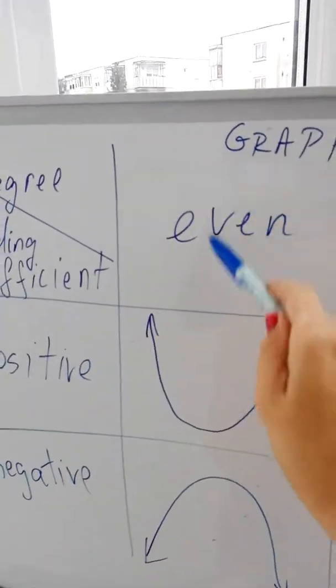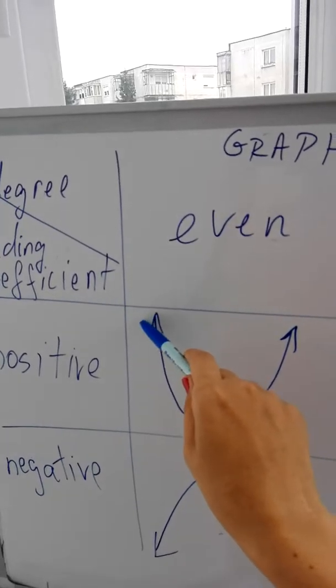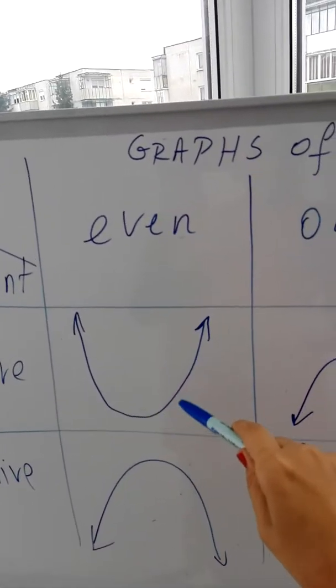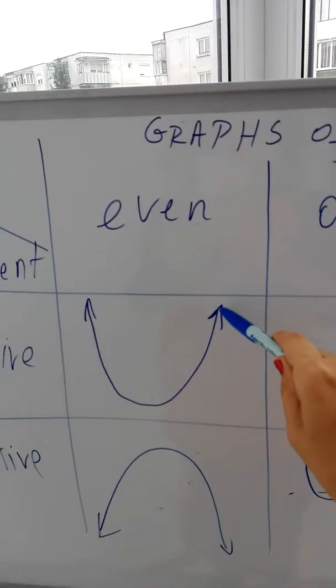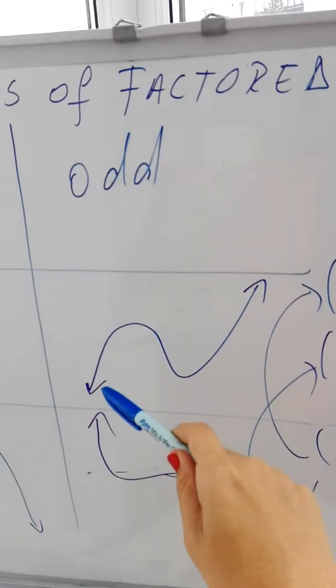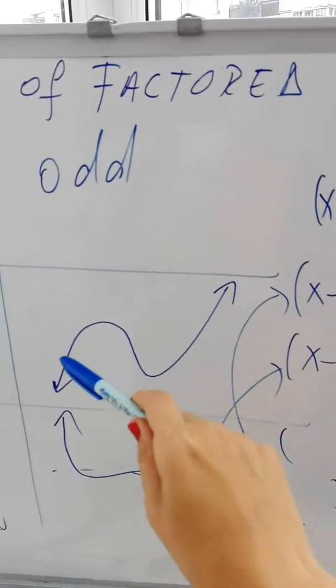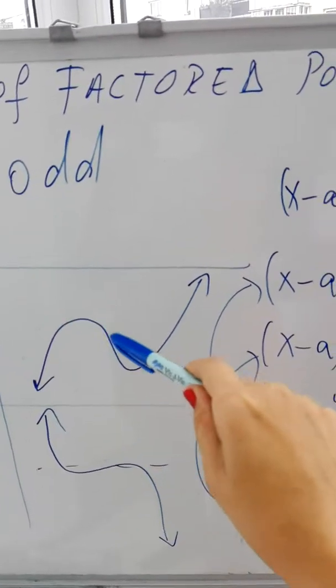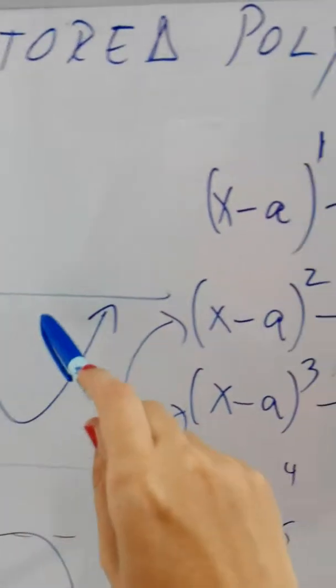So if it's positive and even, then your graph, you should start somewhere up here and then pass through all your solutions and then finish over here. If you have a positive and an odd degree function, then your graph will be similar to the x cube function. Over here, you will cross the x-axis in your solutions. Start down here, finish up here.